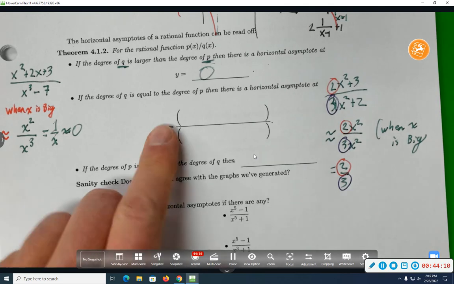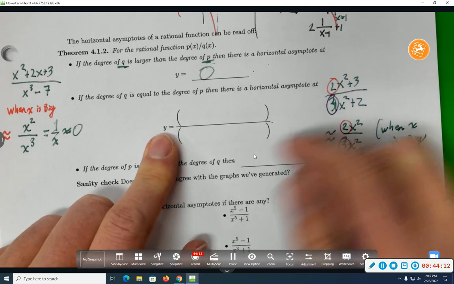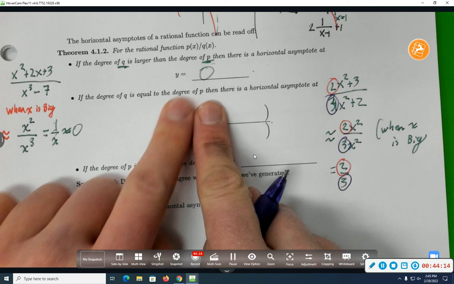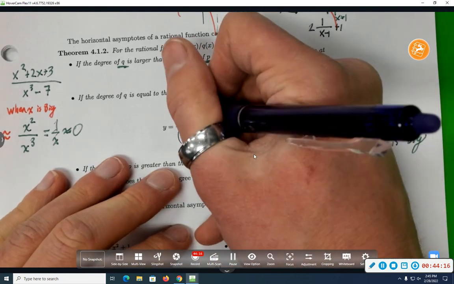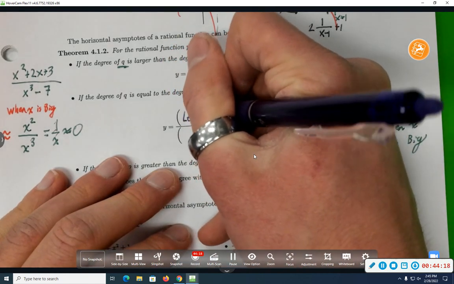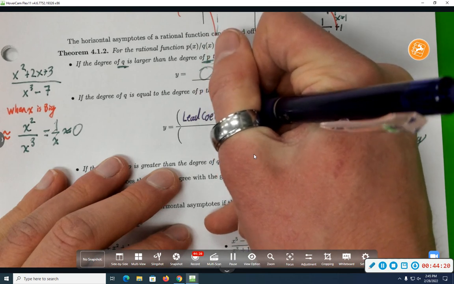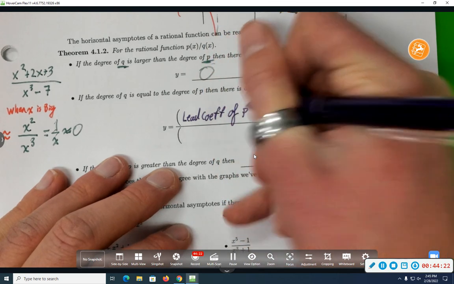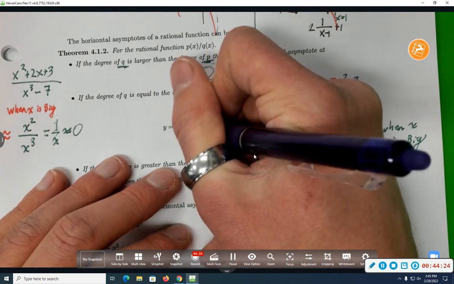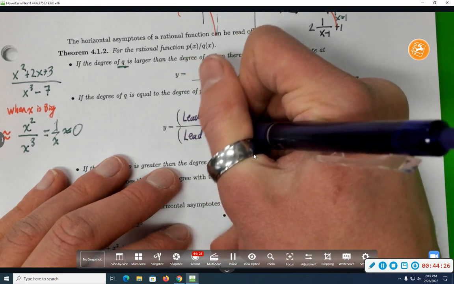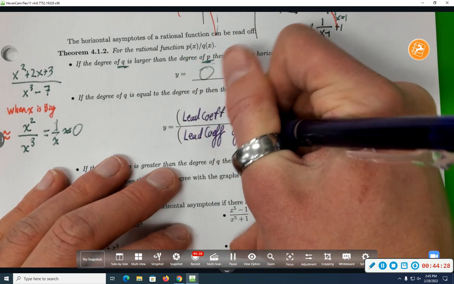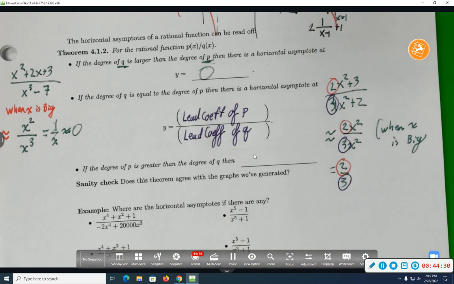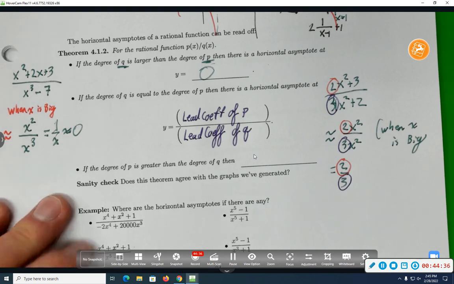So, if the degree of q is equal to the degree of p, there will be a horizontal asymptote at the leading coefficient of p divided by the leading coefficient of q. People buy that? Nice.